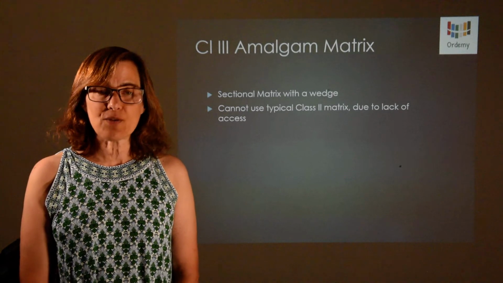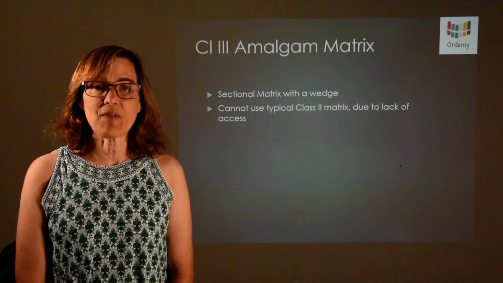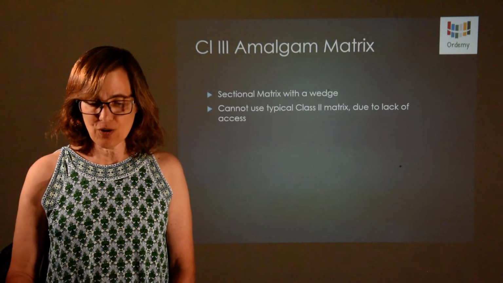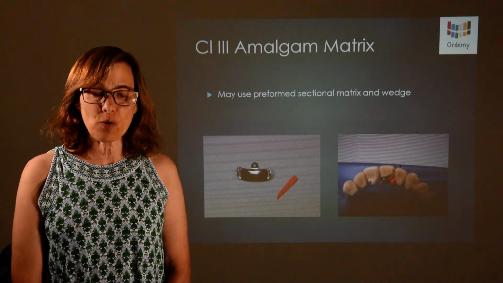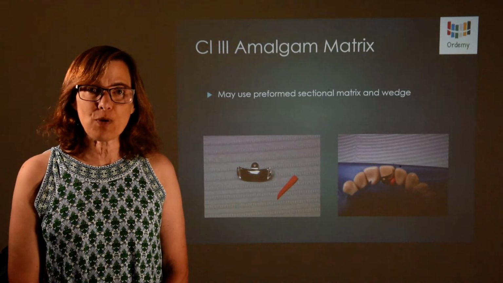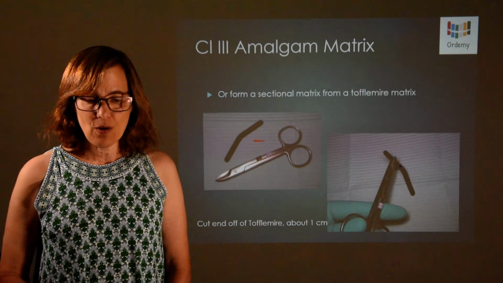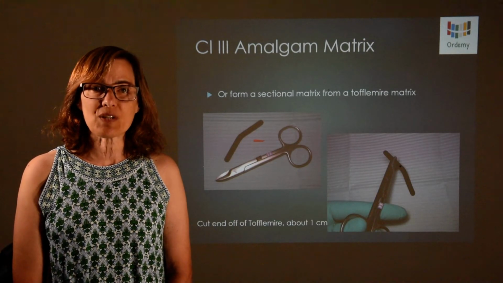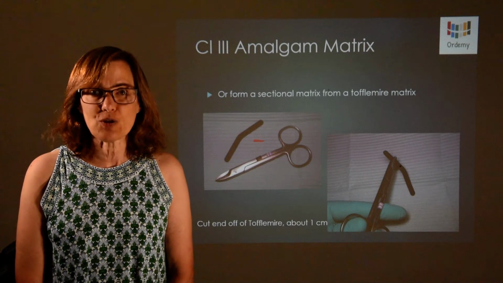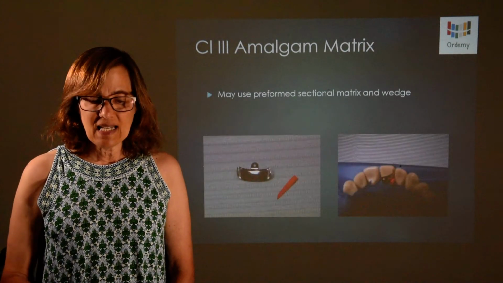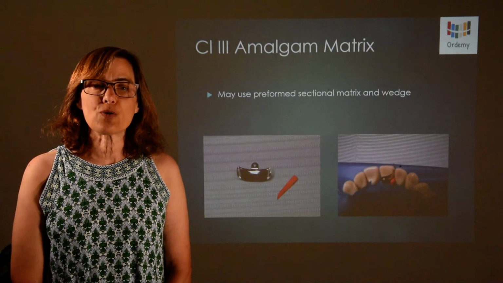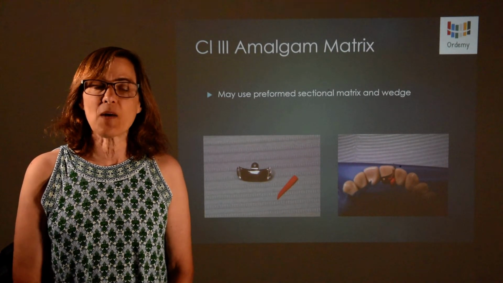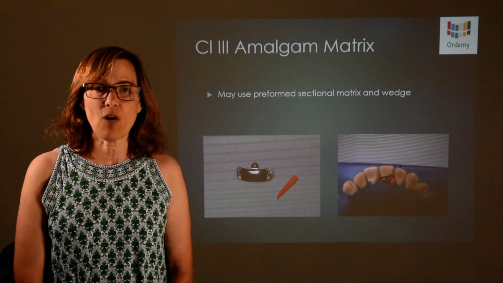The class 3 matrix system consists of a matrix band and a wedge. There are already commercially produced smaller matrices that you can purchase, or you can fabricate them yourselves, depending on your preference. It is important that when you choose the wedge, you choose the correct size. They come in small, medium, and large.